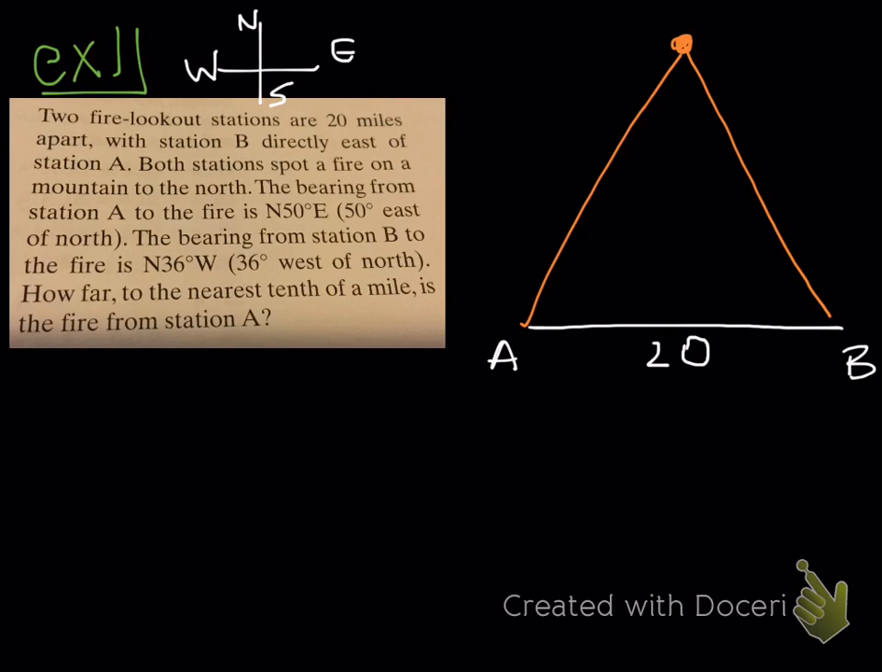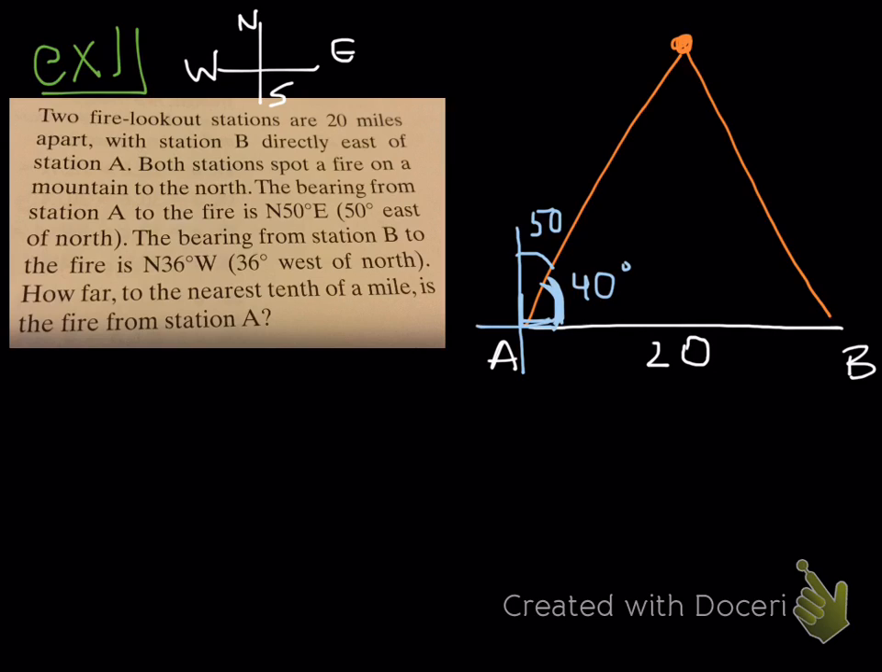So the next thing we need to figure out is the angles that are given. So it says the bearing from Station A to the fire is north 50 degrees east, and it says in parentheses 50 degrees east of the north. So remember, if I were to draw a little origin here, 50 degrees off of the north going in the east direction would be that, which means the actual angle itself in the triangle is 40 degrees, because this right here would be a 90-degree angle.